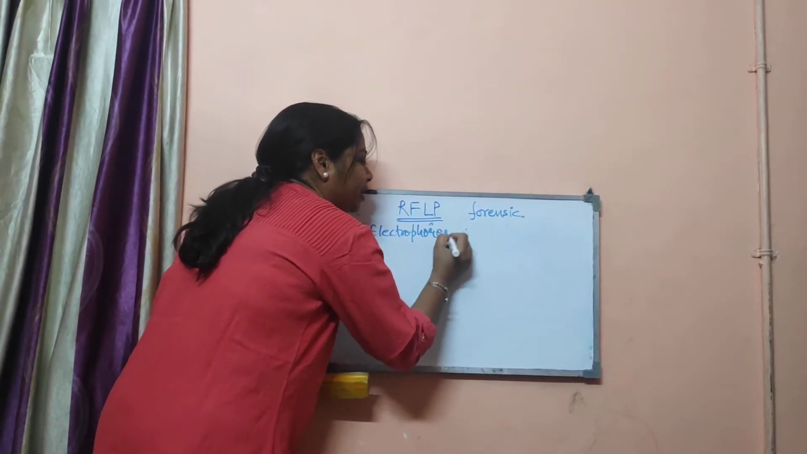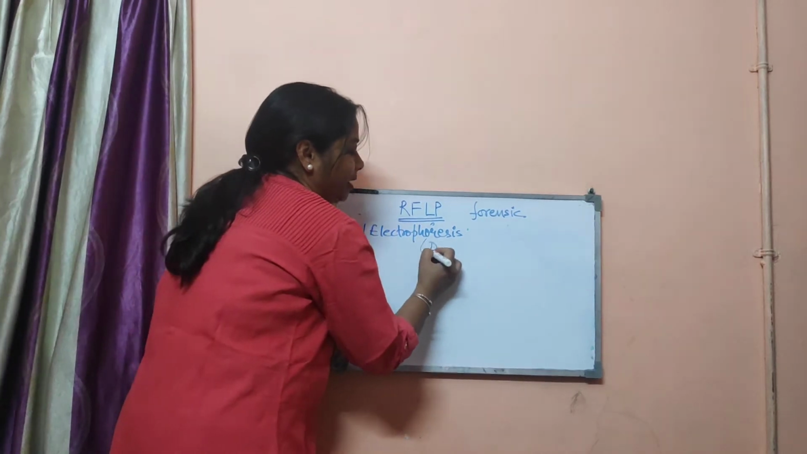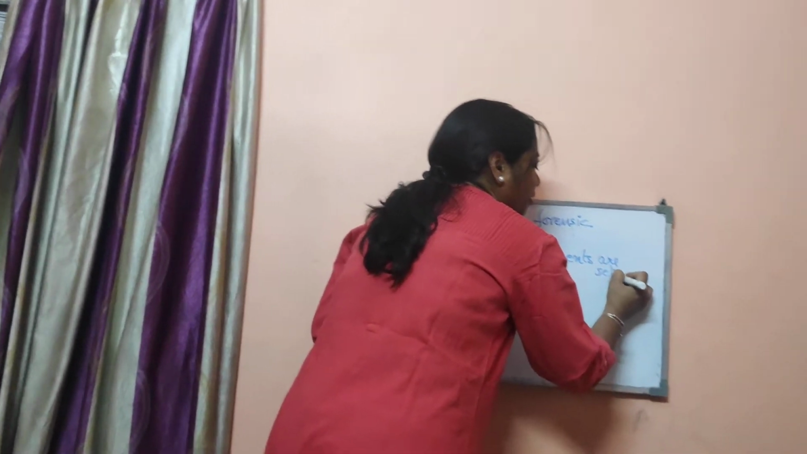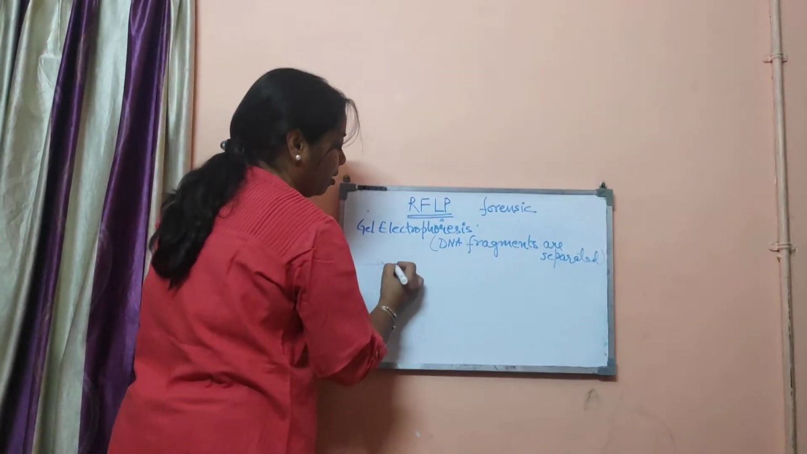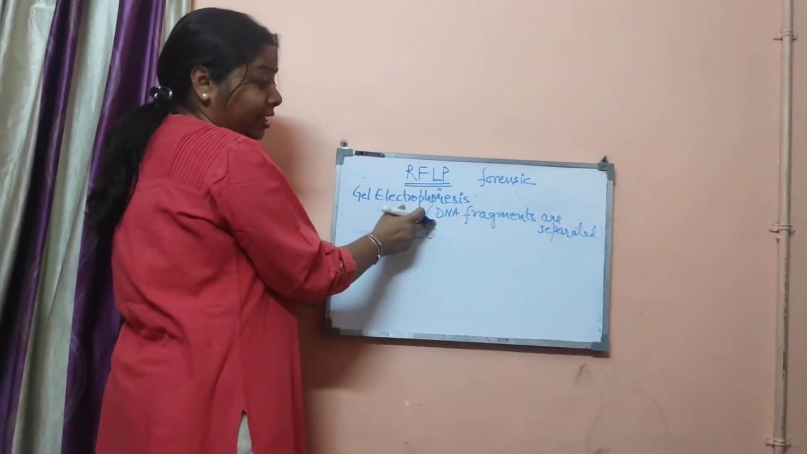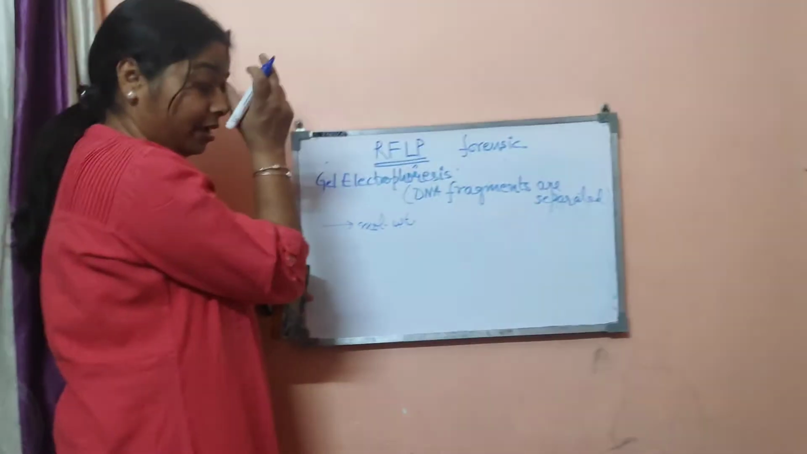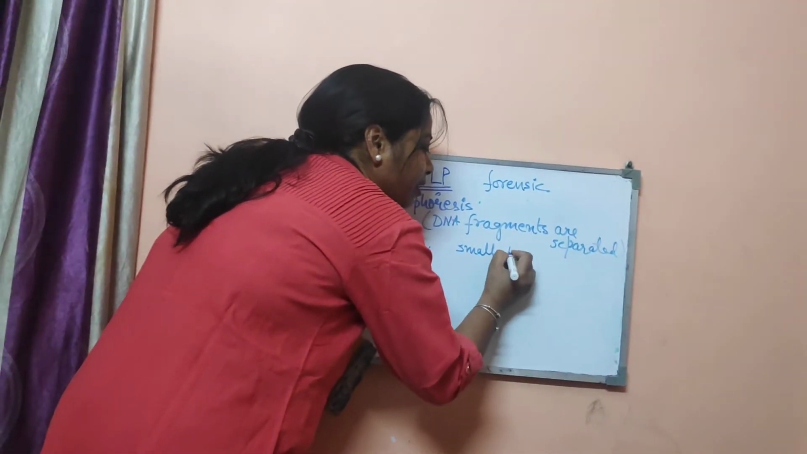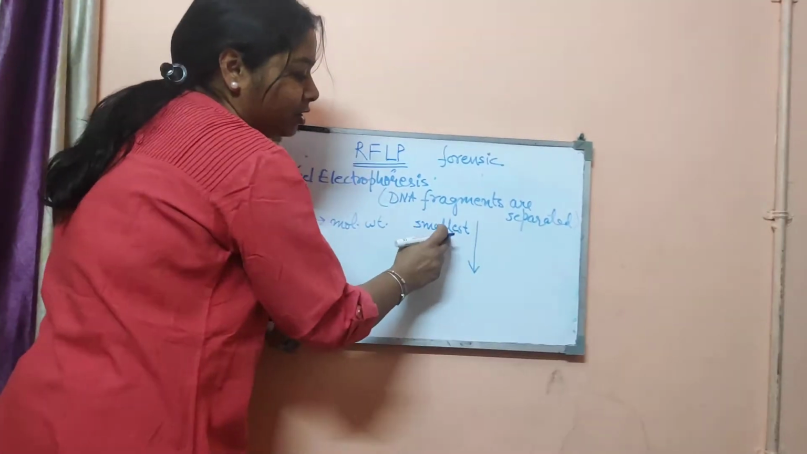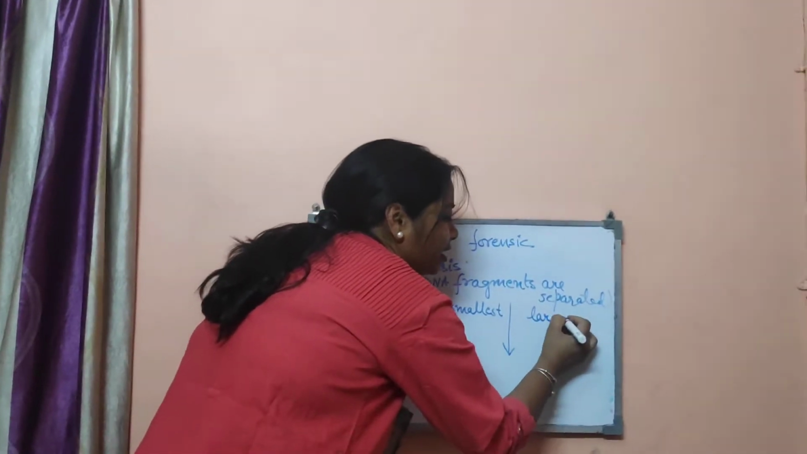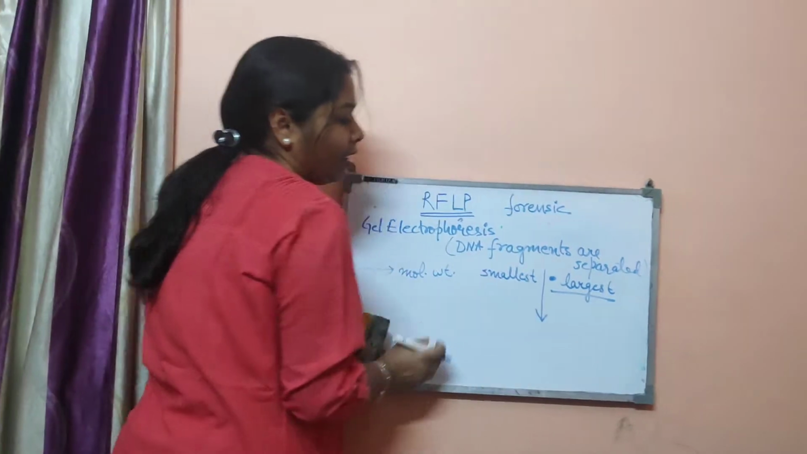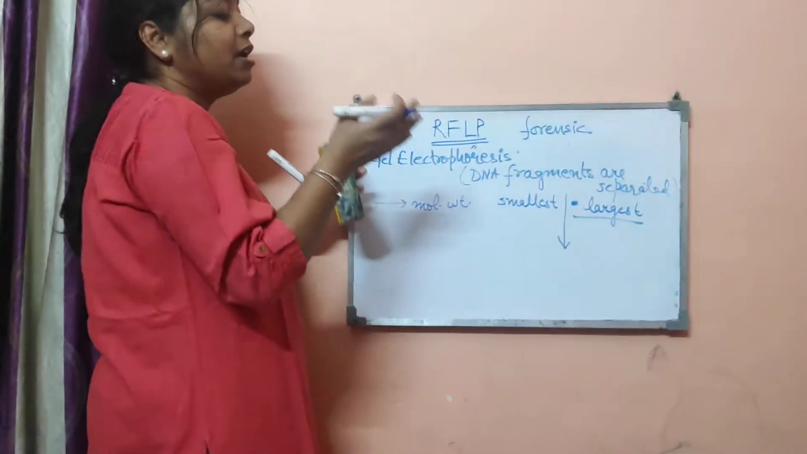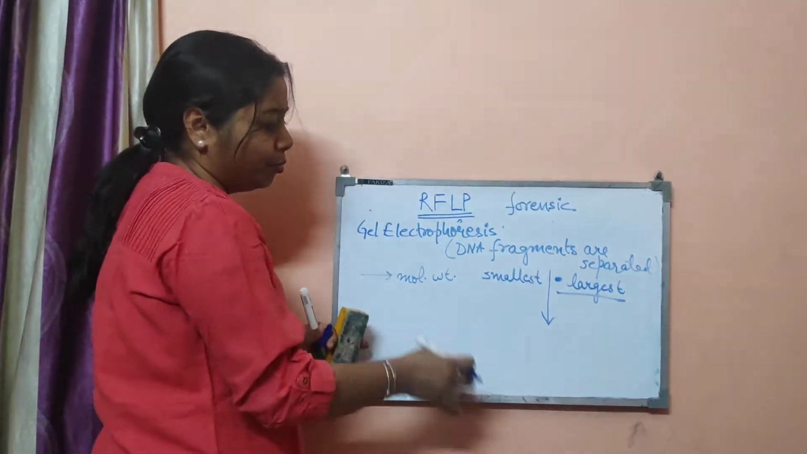Gel electrophoresis is a technique in which the DNA fragments are separated on the basis of their molecular weight. How? The smallest DNA fragment moves downwards, while the largest stays at the top, on the basis of the pore size. The smallest will run fastest, so it will go downwards, while the largest has the most difficulty in moving downwards.